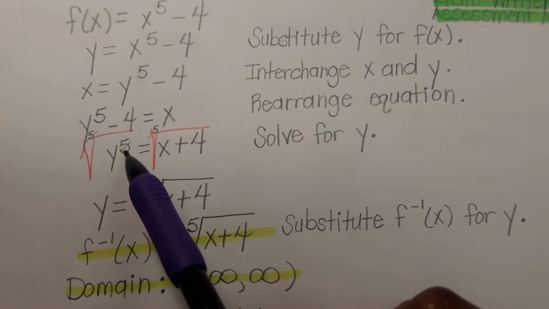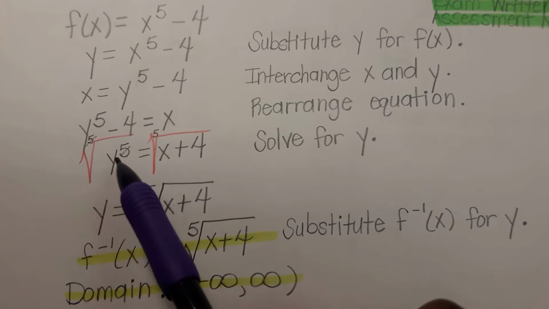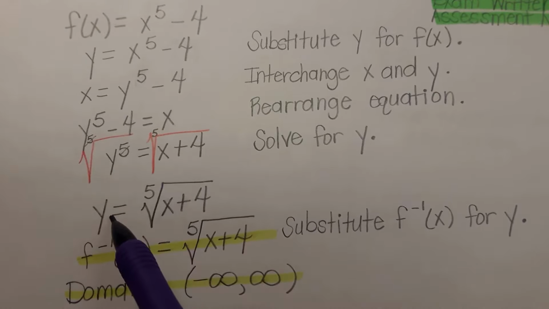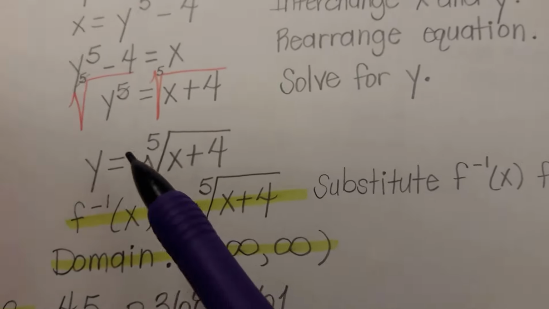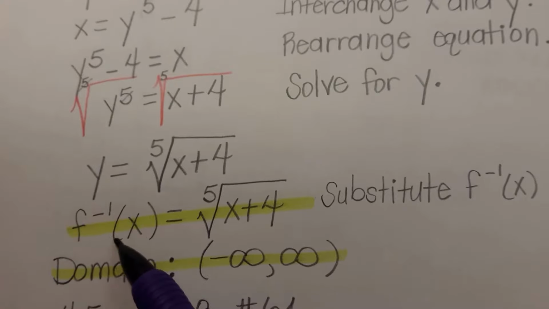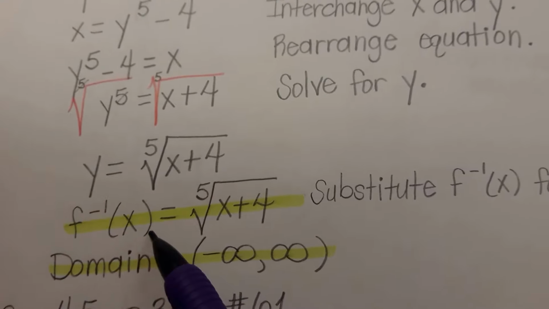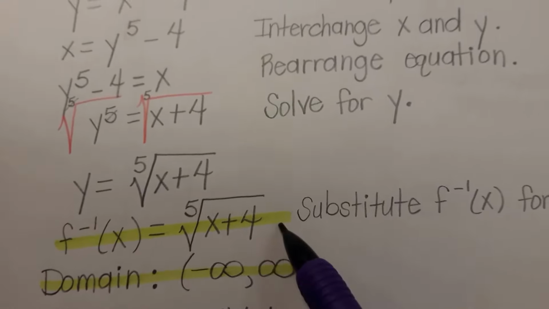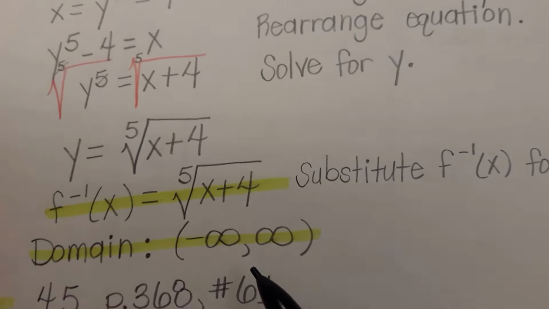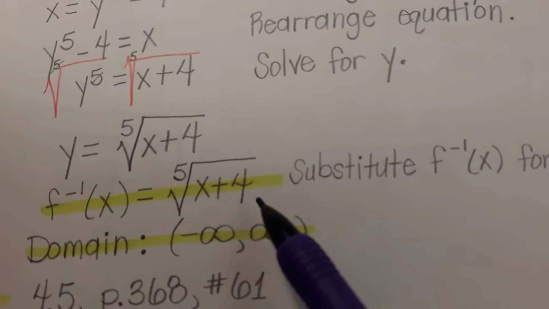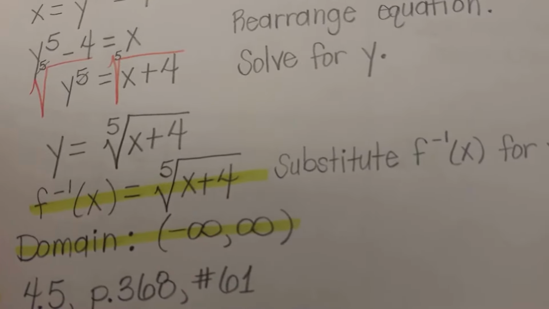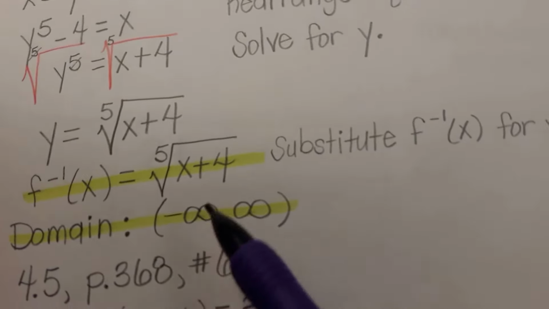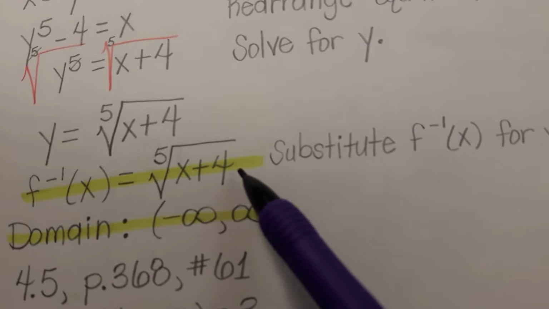So once I take the 5th root on both sides, the 5's over here will go away, and I'm left with y equals the 5th root of x plus 4. I want to now substitute my inverse for y. And this is my inverse function. To find the domain, when I see a denominator, then I know I have to worry about undefined answers. But I do not have a denominator here, so that won't be a problem.